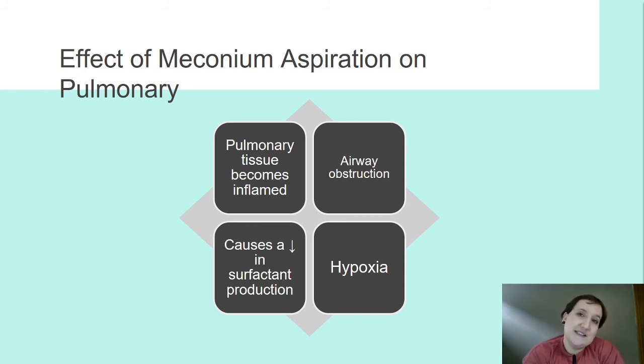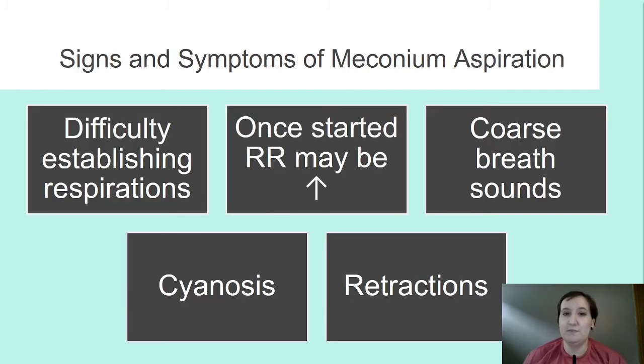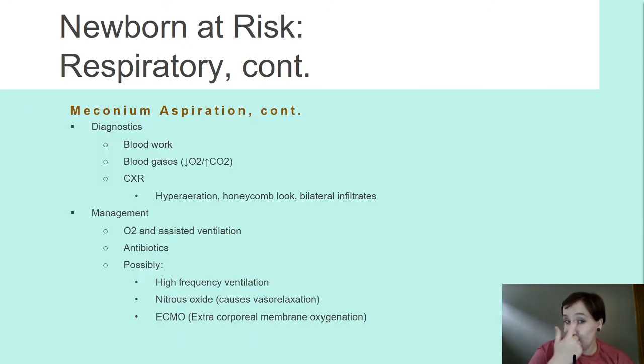If they do this before they're close to being born, you can also have a decrease in the surfactant production. Upon delivery, they can have difficulty establishing their respirations. Then they can go apneic. You can have very coarse breath sounds because they're unable to clear it. You can start to see retractions as they slip into respiratory distress and cyanosis.